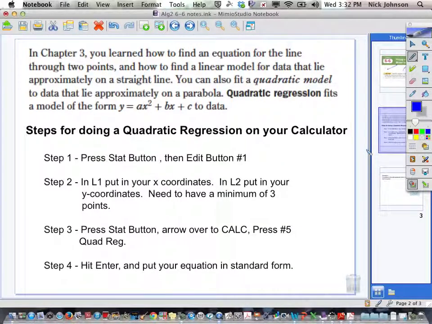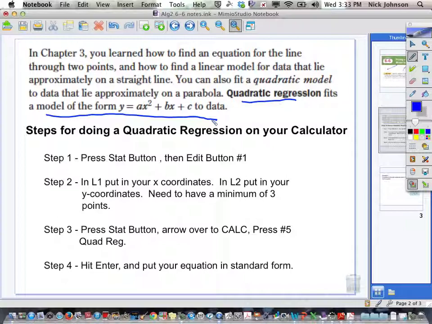In Chapter 3, you learned how to find an equation for a line through 2 points, and how to find a linear model for the data that lie approximately on a straight line. You can also fit a quadratic model to the data that lie approximately on a parabola. Quadratic regression fits a model of the form y equals ax squared plus bx plus c to data. So it's going to put it into standard form.